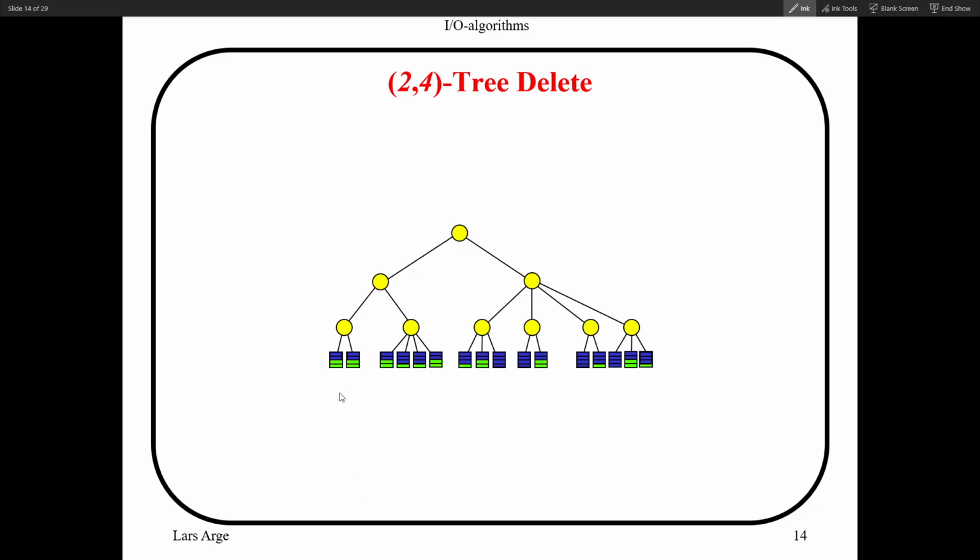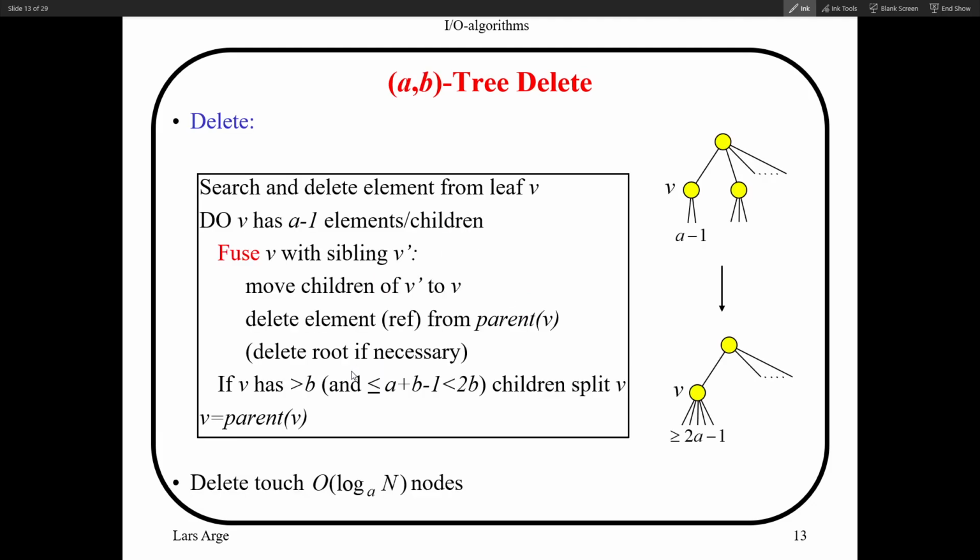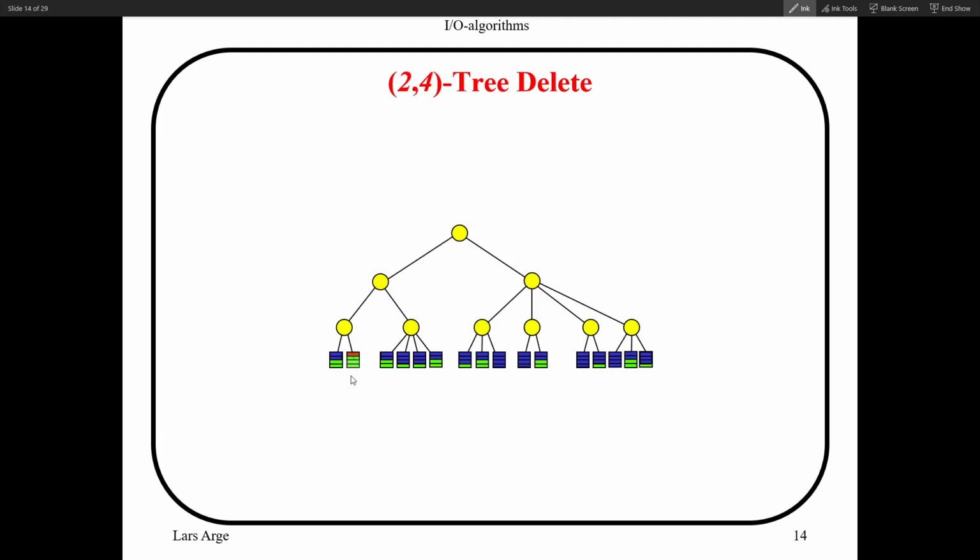So for example, in this case, the last element of this node is deleted. And now this leaf has one element, which is not enough, because we want the leaves to have between 2 and 4 elements in them. So then we have to do the fuse operation. So the fuse operation is done.